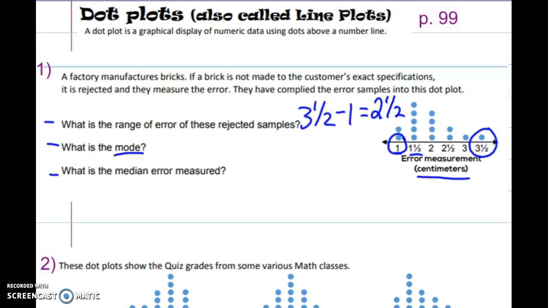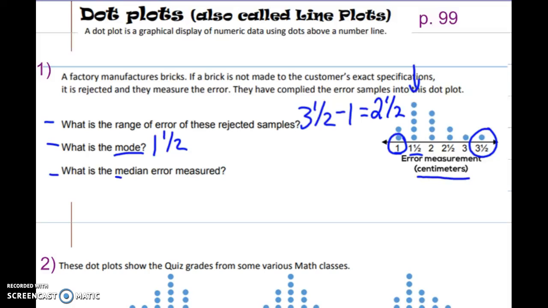The mode is very easy to pick out because you are looking for the tallest peak with the dots. And you'll notice there are 5 dots over 1.5. No other number has that many dots. So the mode is 1 1/2.